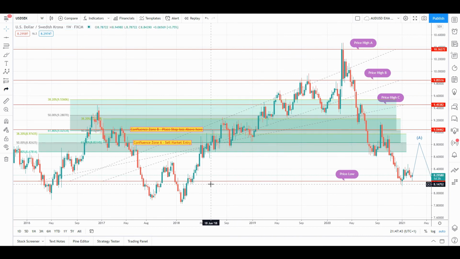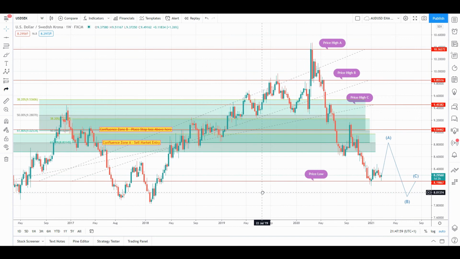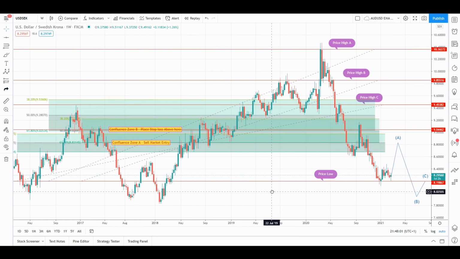We've got a nice Fibonacci retracement tool that we have now used to compute our market entry point as well as our stop loss placement. See, that's where we place our stop loss.